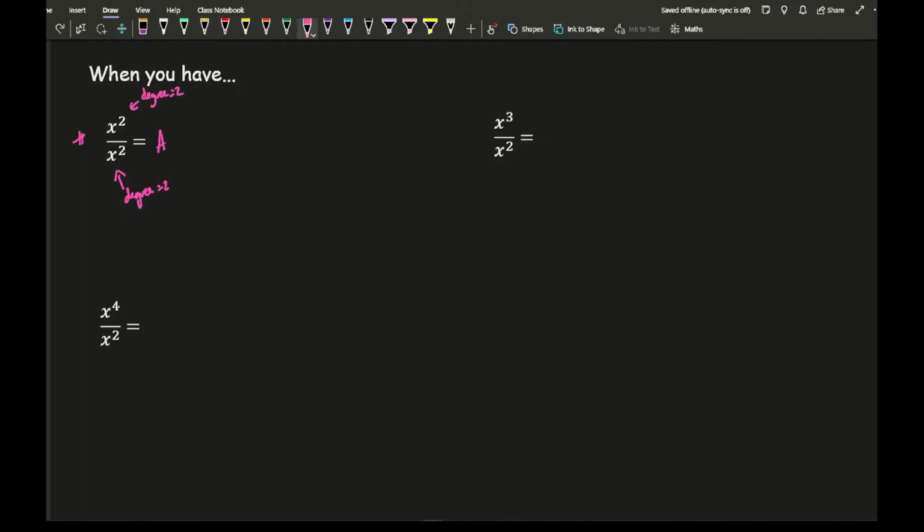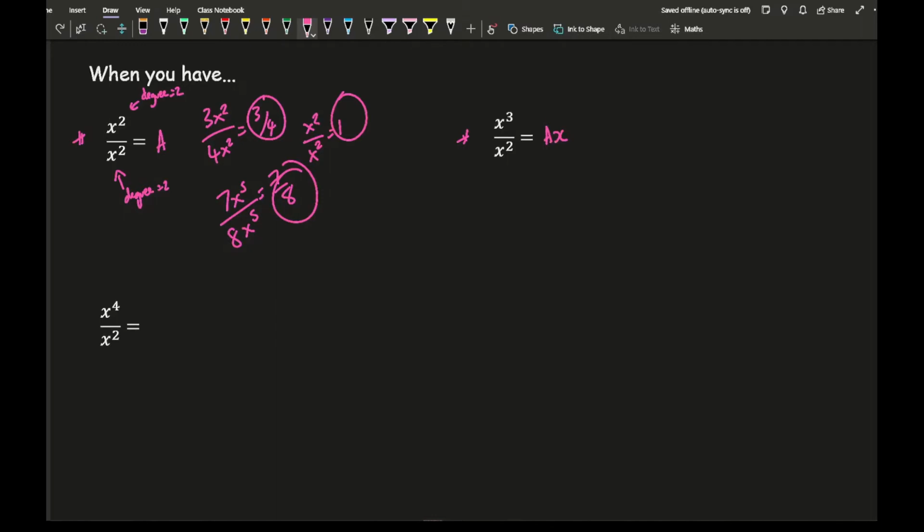Now obviously if I had 3x squared over 4x squared, then that would just be 3 over 4. If I had x squared over x squared, then that's just going to give me 1. And if I had, let's say, 7x to the power 5 over 8x to the power of 5, so if the powers of x are the same, I'm just going to end up with a constant value. Now if I then had x cubed over x squared, looking at this one here, then obviously I'll end up with something involving x. I'll have a coefficient of x, whatever that may be.